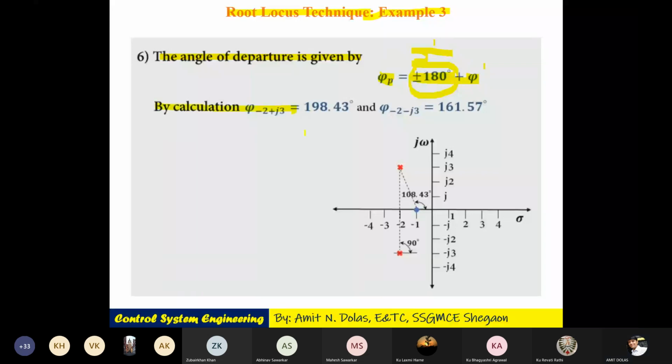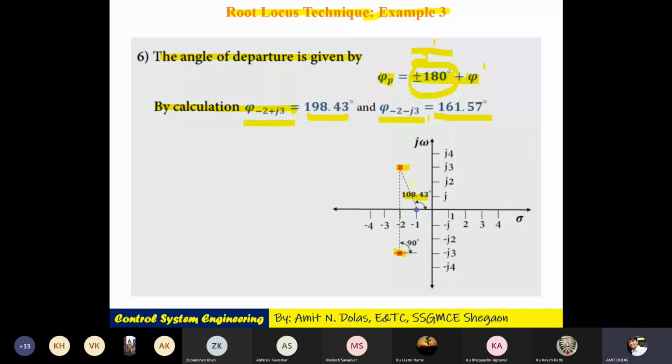By calculation, we have two poles. For this pole, the angle will be this, and for the other complex conjugate pole, the angle will be this, 161.57. So for these two poles you can see the angles given. I think in the diagram the angle written is 108.43. This is wrong. It is 198.43. I took this from somewhere else, so I could not edit it, but this is wrong. It is 198.43. So this is how we can get the angle of departure here.